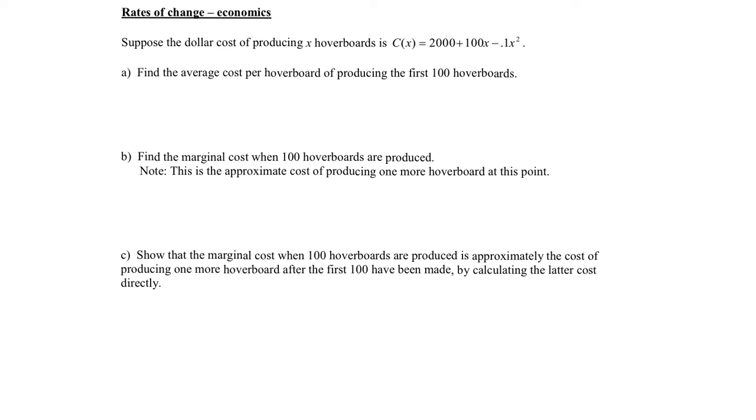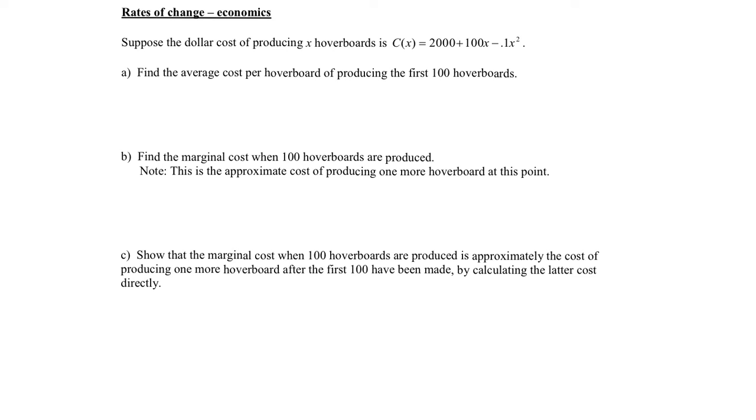Our mathematical models for econ are typically just polynomials like the one we've got here. So for this one, it says, suppose the cost of producing x hoverboards is, and they have a mathematical model for the cost function. One thing we should always do, when you look at our model, make sure we understand what these variables are. So it says the dollar cost of producing x hoverboards. So x is the number of hoverboards. And when I plug in the number of hoverboards here, this model will give me the cost. It's a cost function. So it says, find the average cost per hoverboard of producing the first 100 hoverboards.